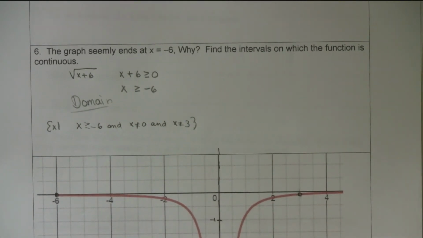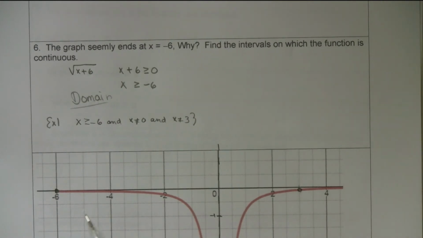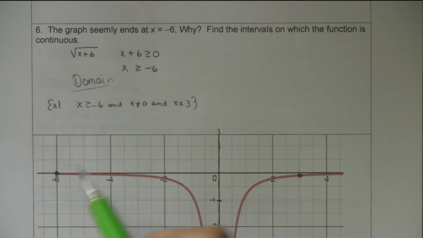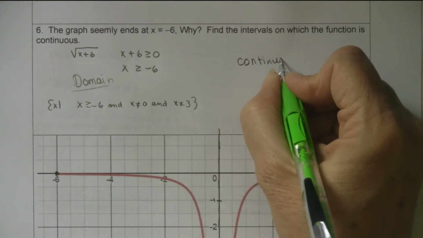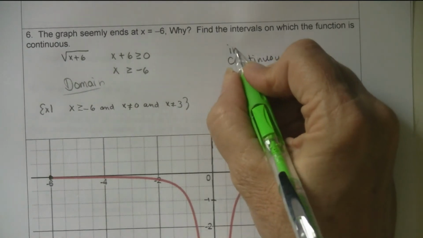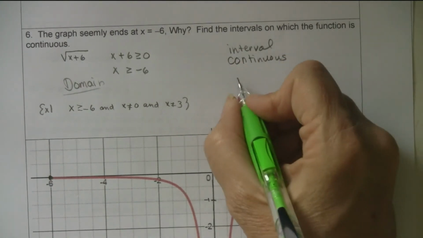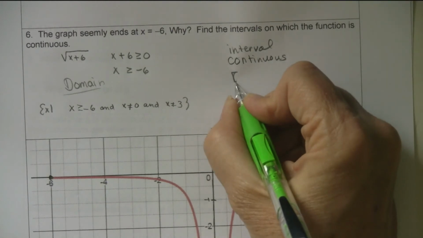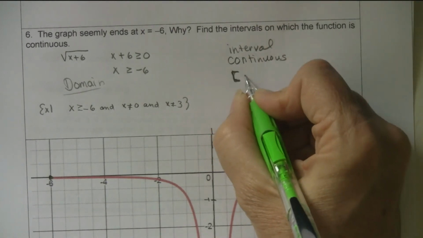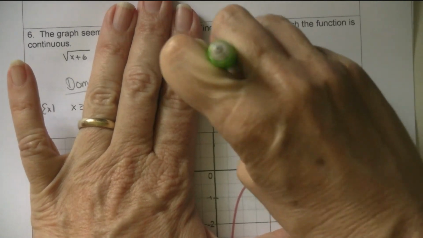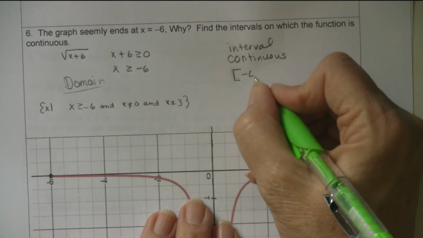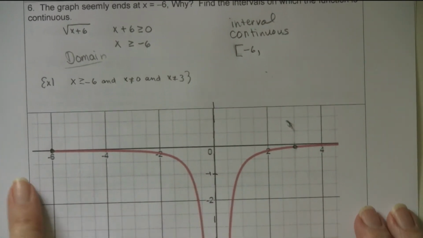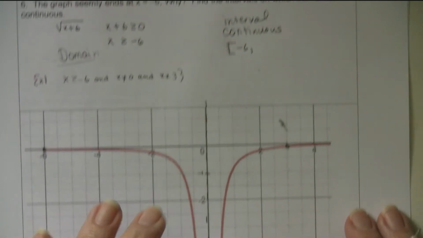Now it asked me to talk about the continuity and write the interval for which it's continuous. So it starts here being continuous at negative 6. So continuous. And so it starts at negative 6, and it includes negative 6. So I wanted to have a bracket like that, and I didn't make it look too good, and I have to go and fix it, because that's just how I am. And it's going to go until x is 0, right?